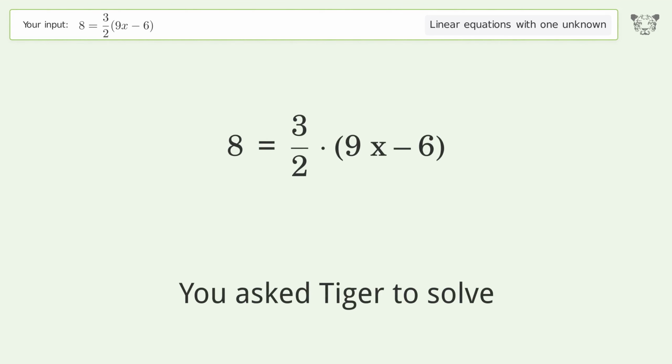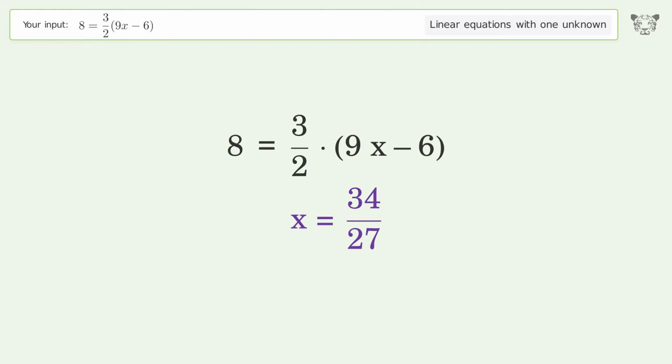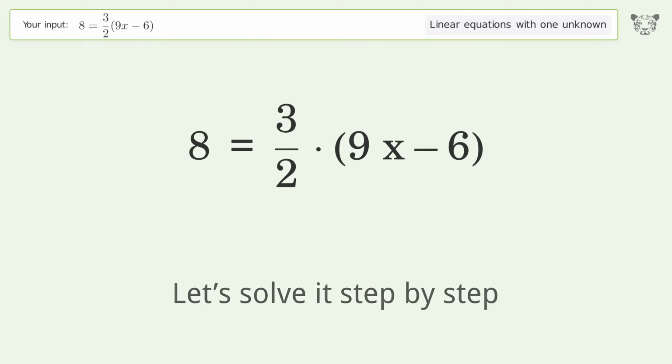You ask Tiger to solve. This deals with linear equations with one unknown. The final result is x equals 34/27. Let's solve it step by step.